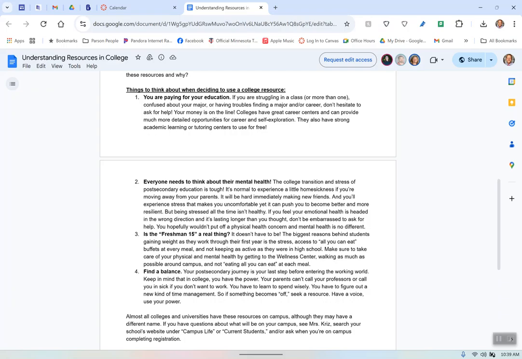Everyone needs to think about their mental health. I think that we all know that. There's the freshman 15 thing. What's this freshman 15 thing? It's the biggest reason students are behind gaining weight. It's talking about gaining weight in your freshman year, because at most colleges, when you go eat, you can eat as much as you want. Make sure to take care of your physical and mental health by getting to the wellness center.